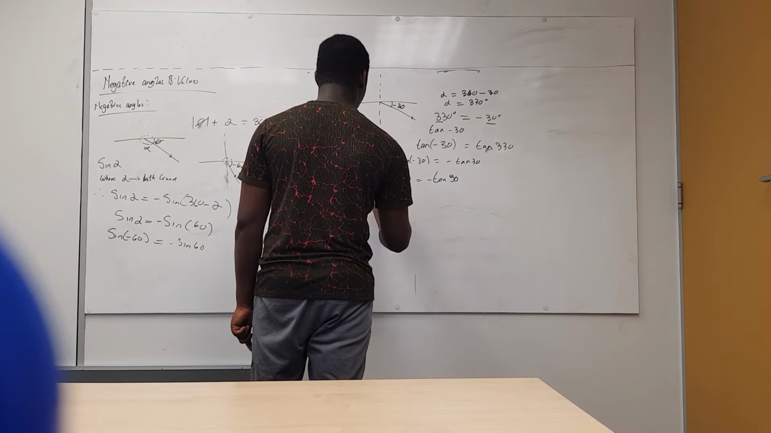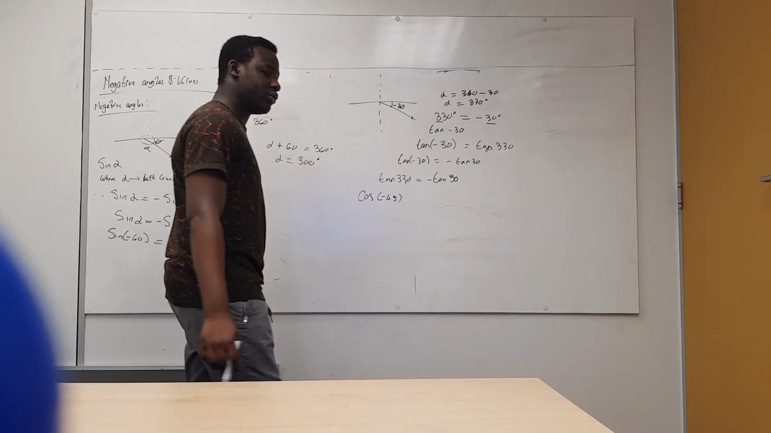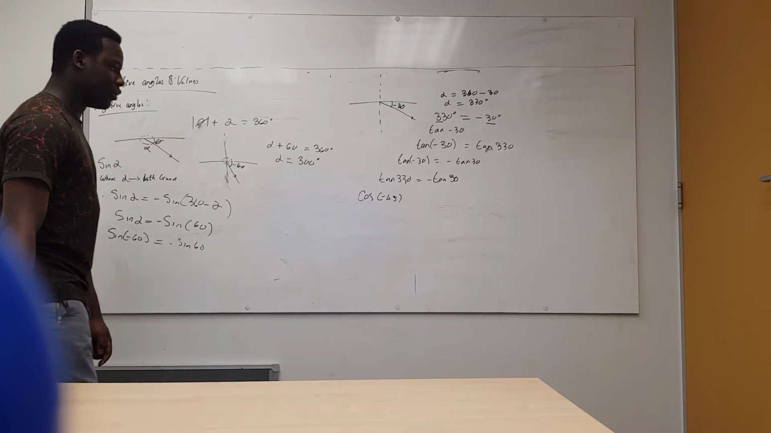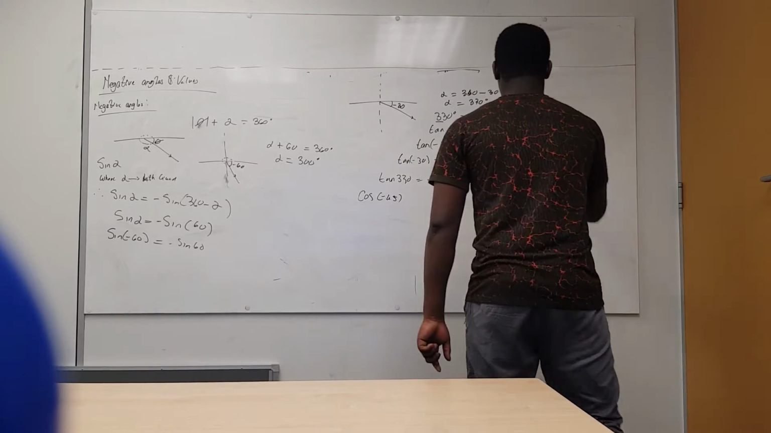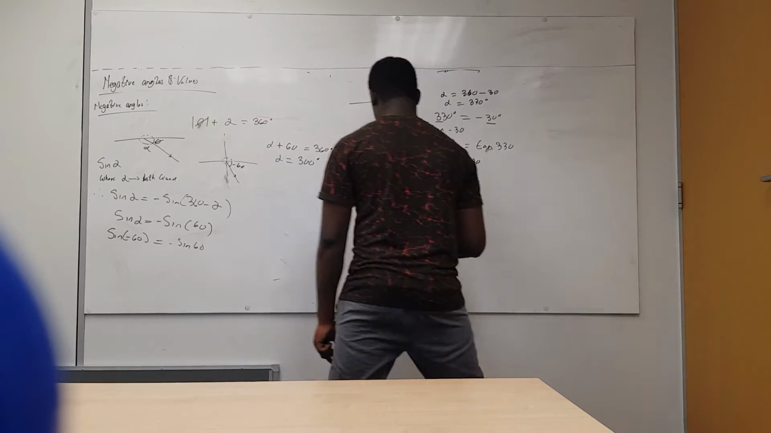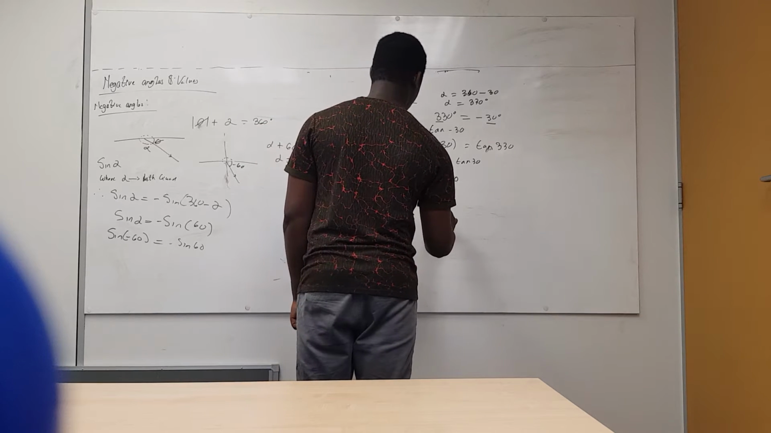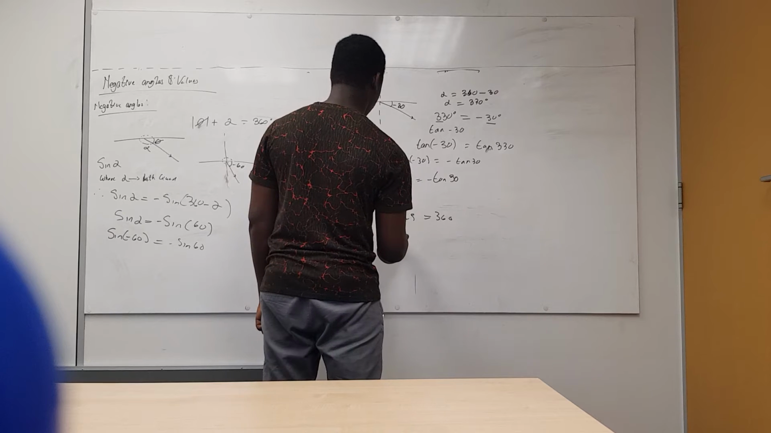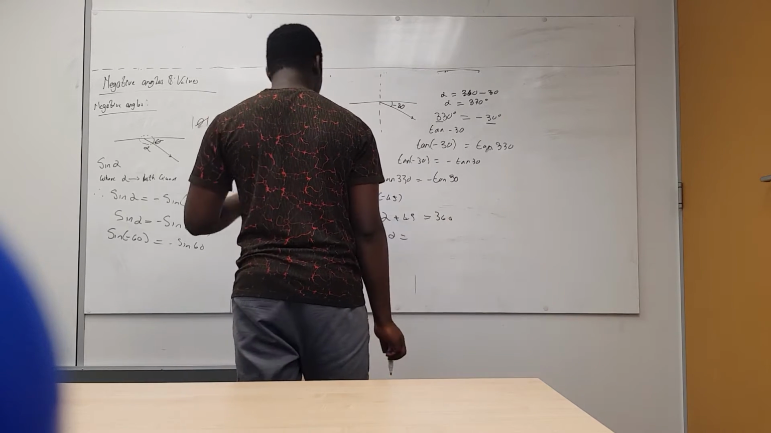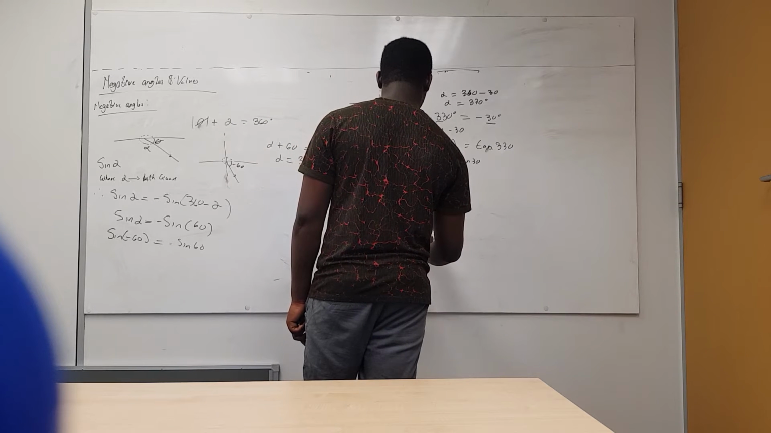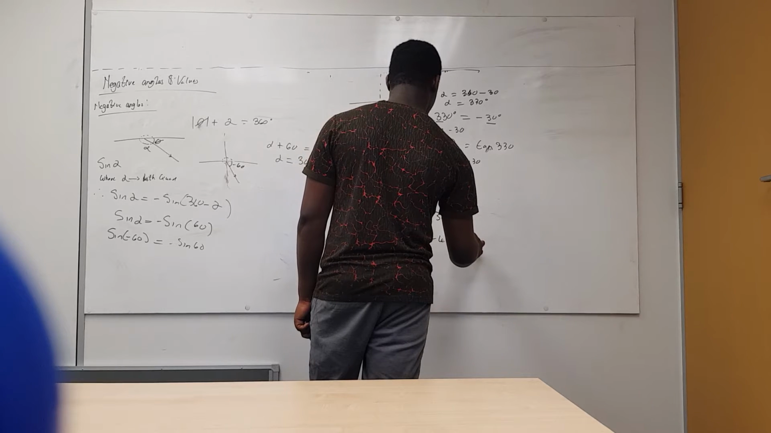Cosine of negative 45. How would you reduce negative 45? So this is a negative angle, convert it to a positive angle. So alpha plus 45 is equal to 360. Therefore, alpha is equal to 360 minus 45, which is equal to 315.